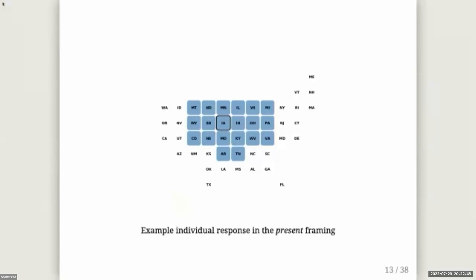So this is an example response for an individual in the present framing. They were asked, where is Iowa located? And they made the selection that's in blue. The labels have been added for our convenience, as is the black outline state, so that we know where Iowa is actually located. This is a correct response that the individual provided. They correctly contained Iowa in their selection.